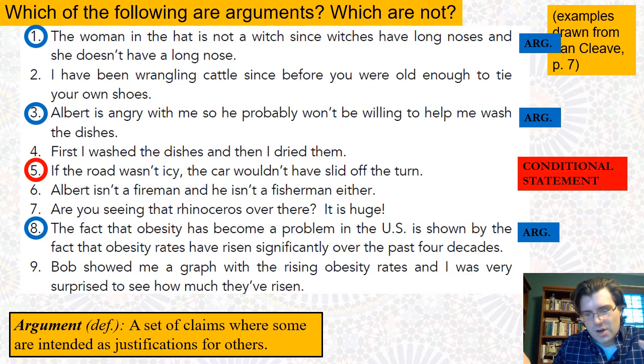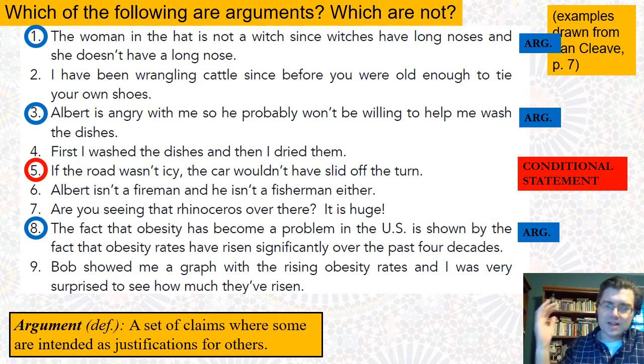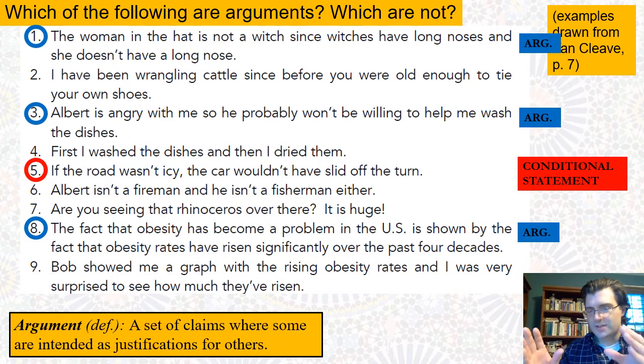Again, if you just read it and think about what's going on, what's being said here is that the rise in obesity rates is evidence that obesity has become a problem in the US, or the rise in obesity rates justifies the claim that obesity has become a problem in the US. So again, this passage does contain an argument.